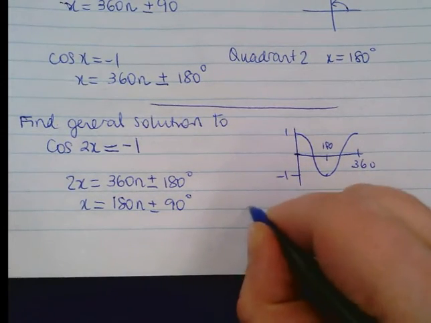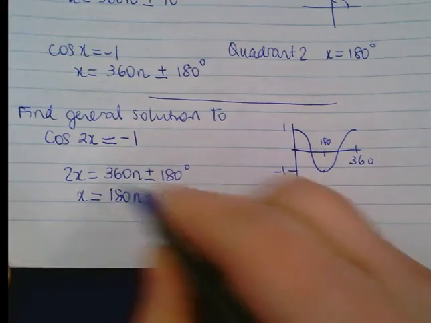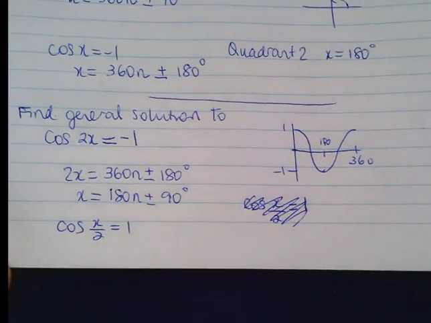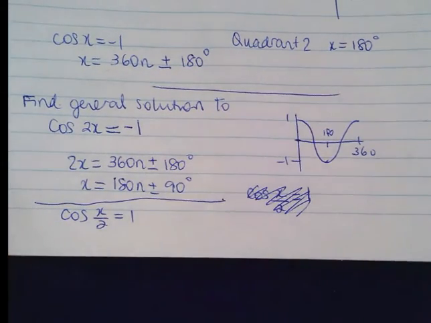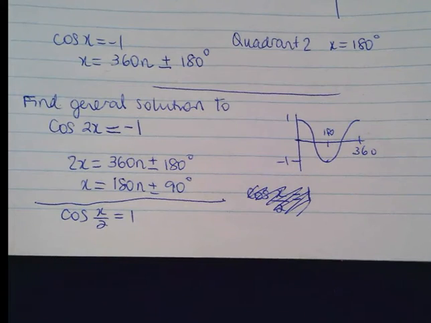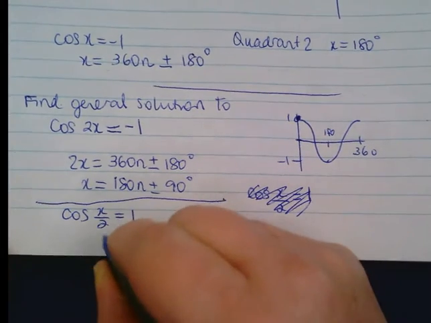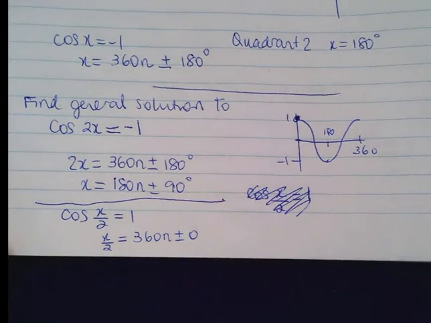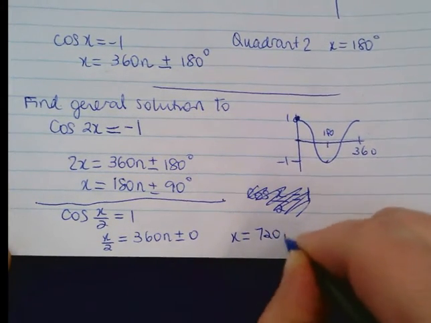Here's another one, one last one. If I asked you to solve cos of x on 2 is positive 1, how do we do this one? General solution for this last one. When's the first time you get positive 1? 0. So x on 2 equals 360n plus or minus 0. So what's x? 720n.